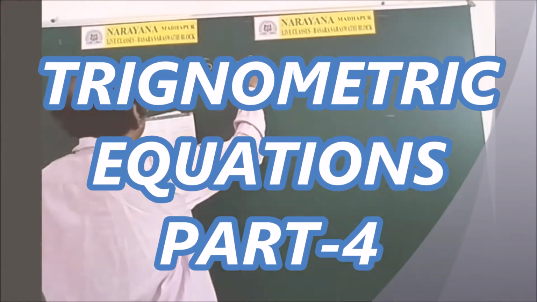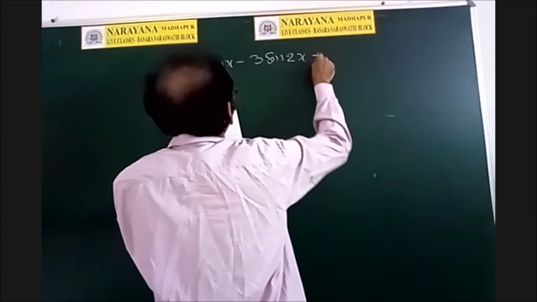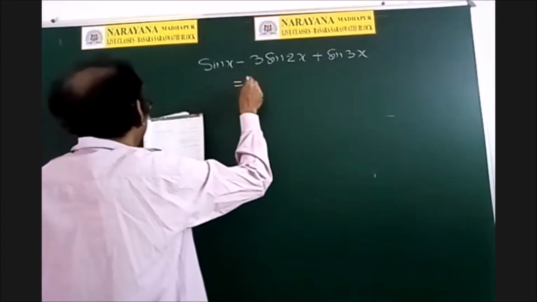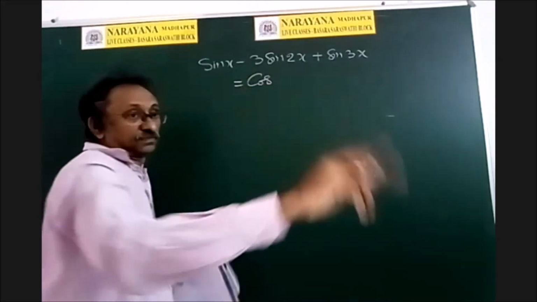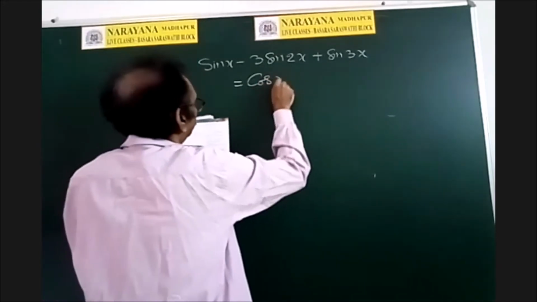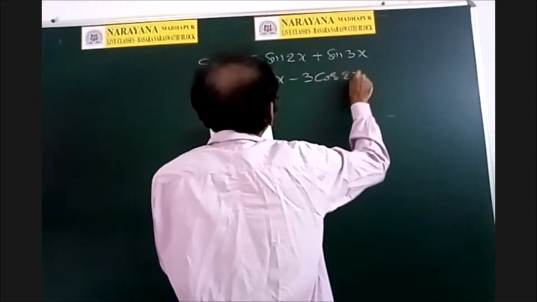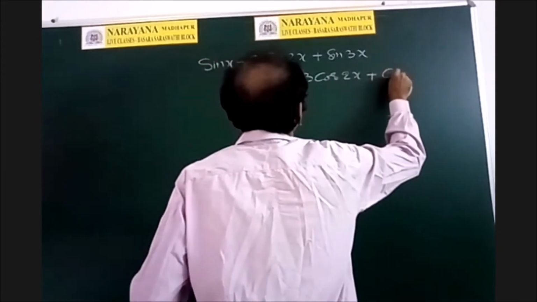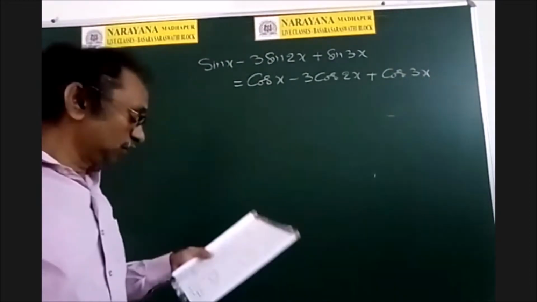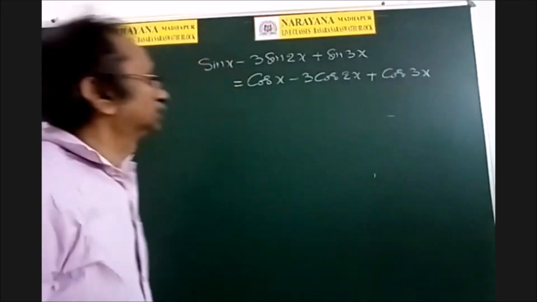sin x minus 3 sin 2x plus sin 3x is equal to cos x minus 3 cos 2x plus cos 3x. The general solution of this equation is the question.